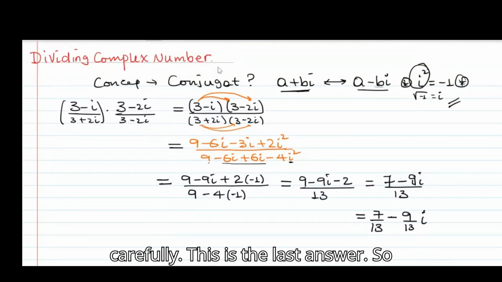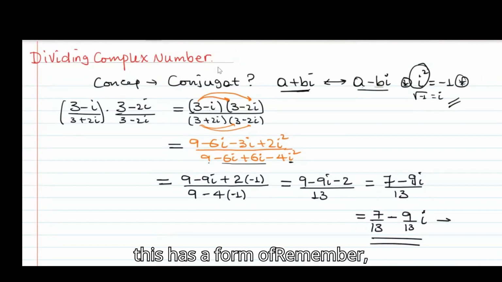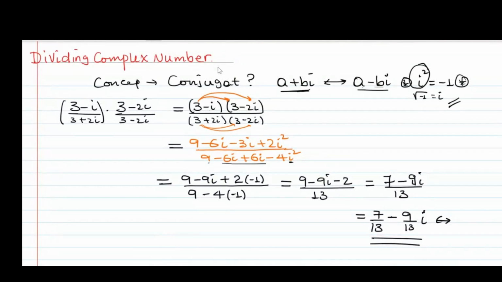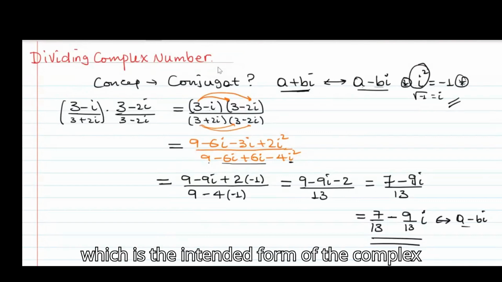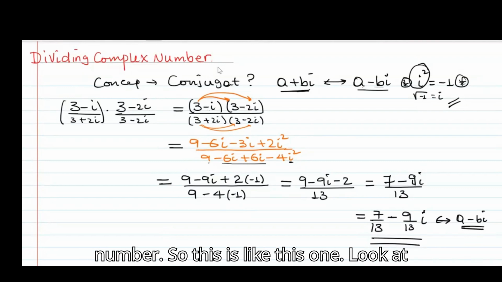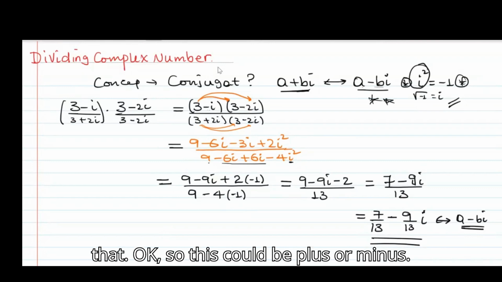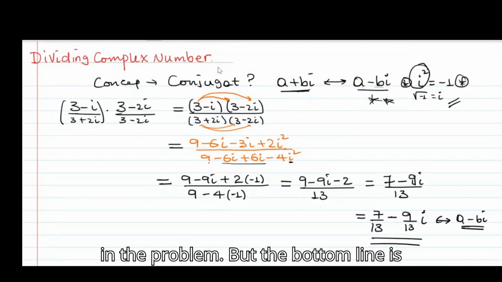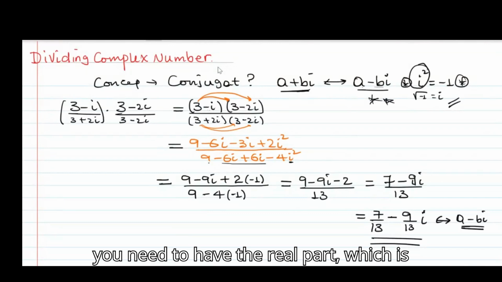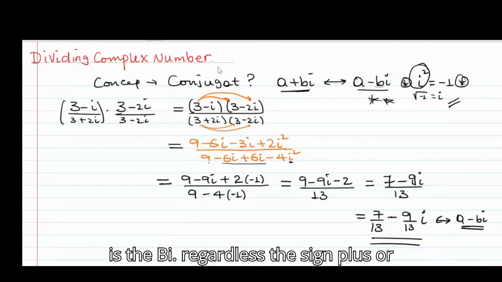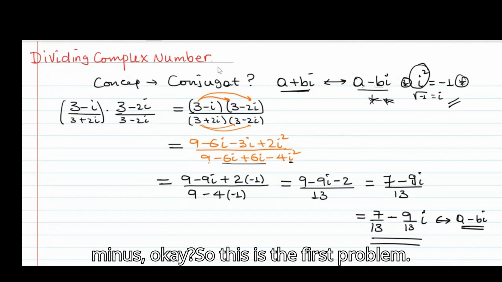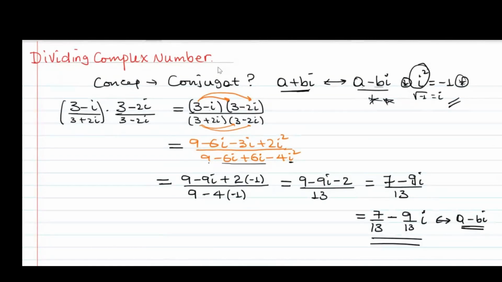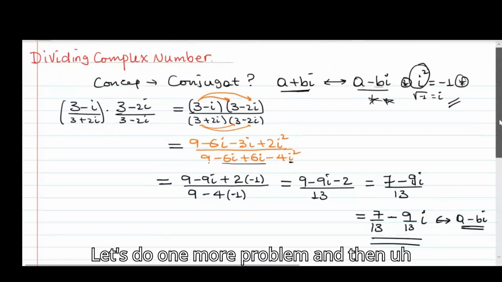So look at this carefully. This is the last answer. So this has the form of, remember, your a part, the real part, is 7 over 13. That looks like a minus bi, which is the intended form of the complex number. So this could be plus or minus. It depends on what is in the problem. But the bottom line is you need to have the real part, which is the a, and then the complex part, which is the bi, regardless of the sign plus or minus. Okay, so this is the first problem. Let's do one more problem, and then we'll see.